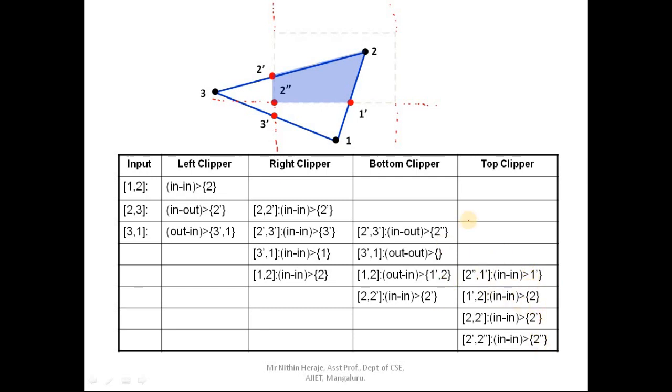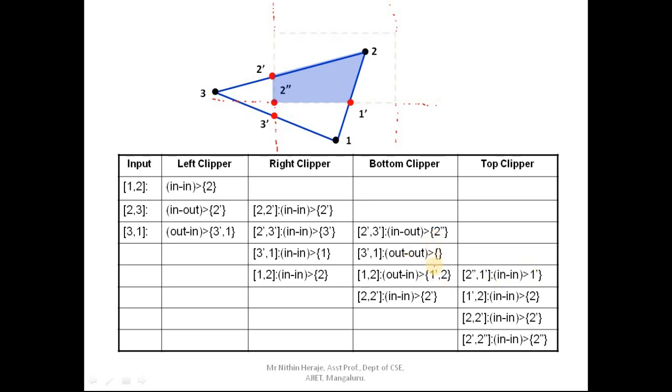I'll just go through it. So the first edge is 2 dash, and here since you are having it as null, you go for this 2 dash to 1 dash. So this is 2 double dash comma 1 dash, that is here 2 double dash 1 dash. This is for the top clipper, it is below that. So you have in to in, so you keep 1 dash as it is.